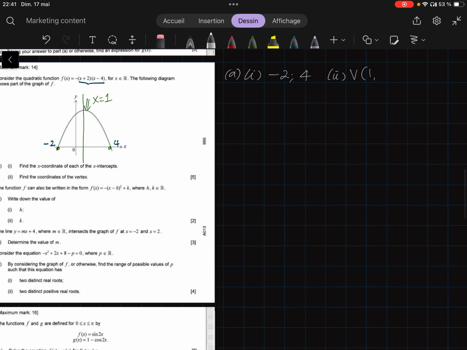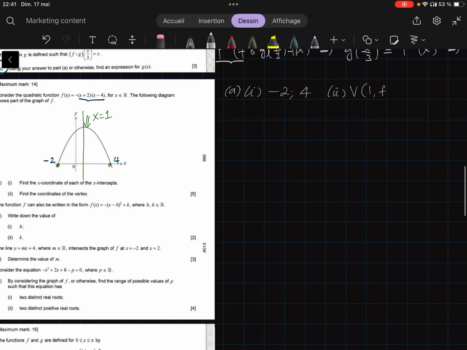Substitute 1 into f of x. So f of 1 is equal to -3 times -3, so 9. Thus, the coordinates of the vertex are (1, 9).